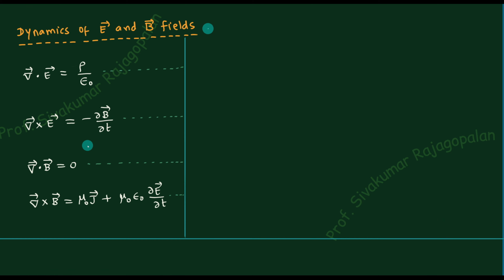Evolution means what? How a particular physical variable evolves with respect to time. That is the meaning. The ∂B/∂t is equal to this much means, this particular equation tells you how the magnetic field vector evolves with respect to time. If time changes, how B will change. How B will change means, as time progresses.